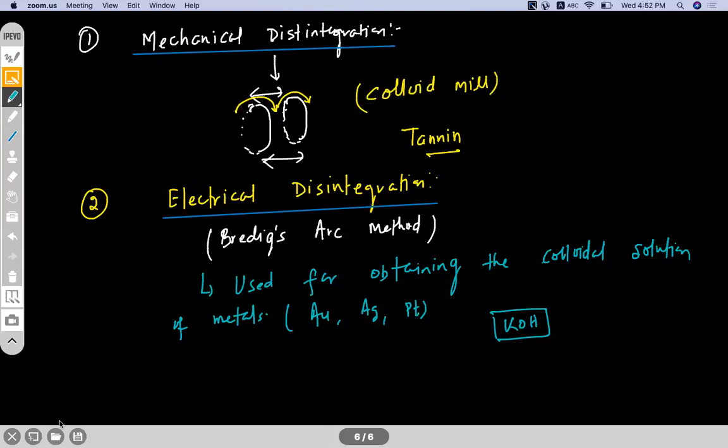Correct. So the only thing they have asked was KOH. Okay, or Bredig's arc method used for obtaining colloidal solution of metals. These two things you must remember.